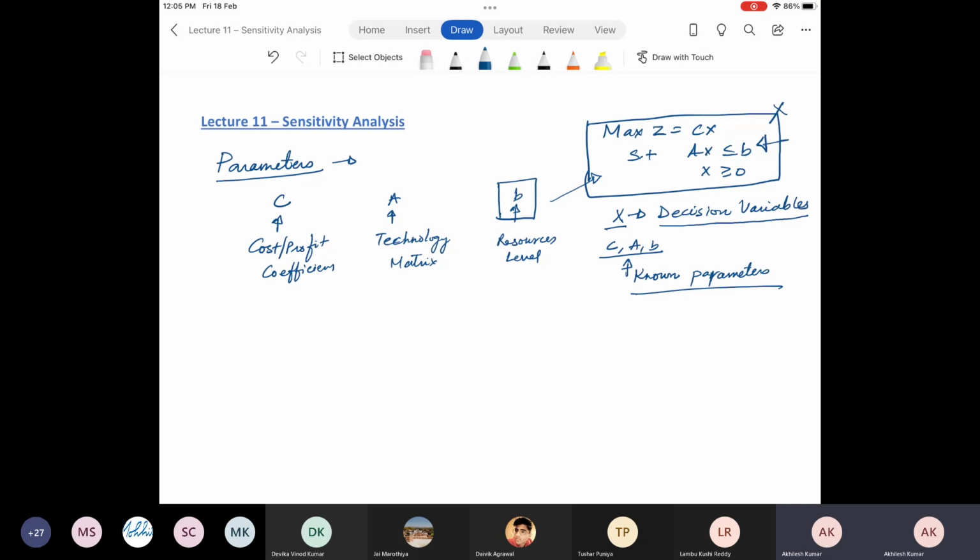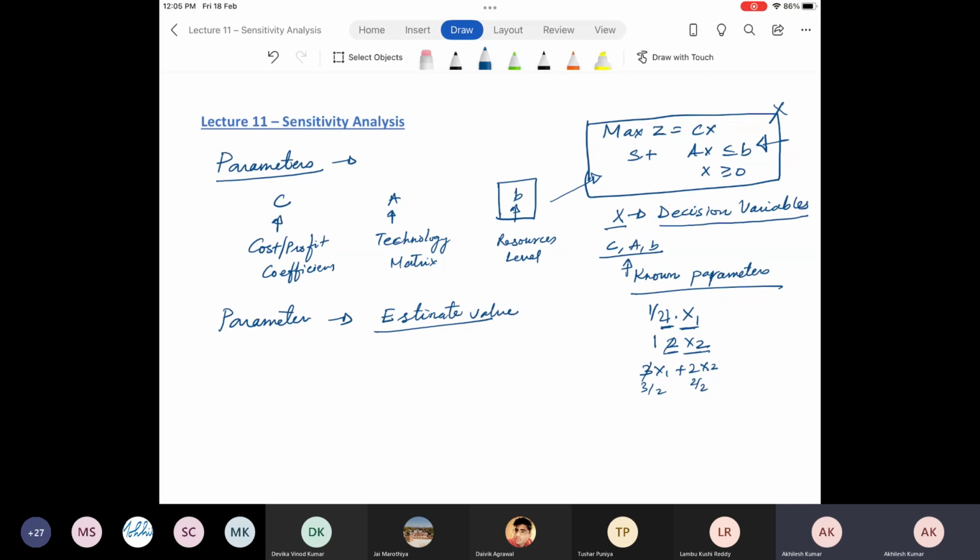So any parameter, I just gave an example of B, any parameter is actually an estimate. It is an estimated value, right? Like the technology matrix. Suppose when I'm writing the window glass problem, 3x1 plus 2x2. It says to produce product 1, I need 1 hour. To produce x2, product 2, I need 2 hours. Suppose I have made some operational changes. Instead of 1, it is taking 1.5 hours. Instead of 2, it is taking just 1 hour.